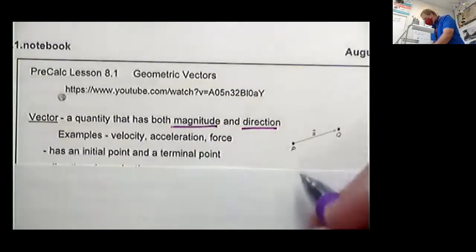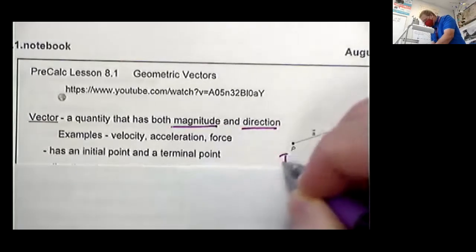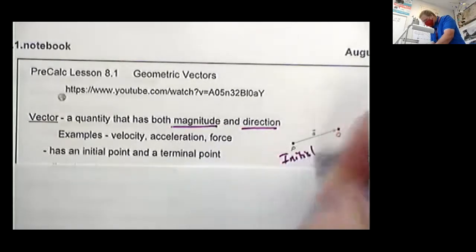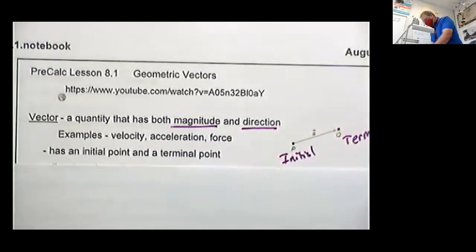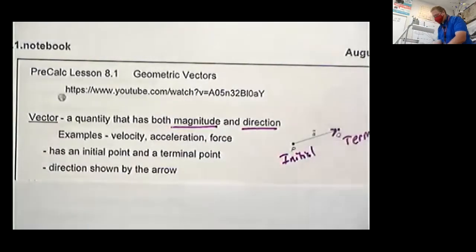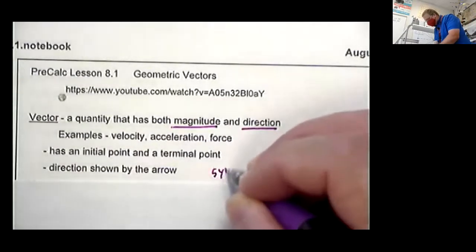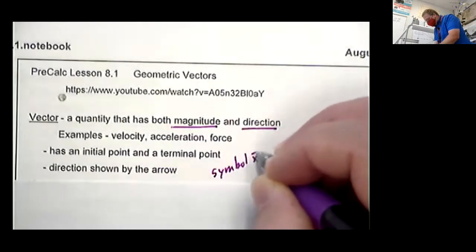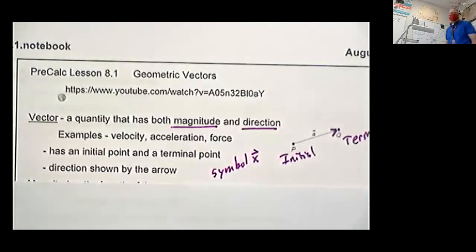Every vector has an initial point. So here's our initial point, P, and our terminal point, the ending point, Q. And we use an arrow to show the direction going from P to Q. For vectors, we're going to use a symbol. For example, this is vector A. If I want to say vector X, it's a little half arrow above X. That's going to be our vector symbol.